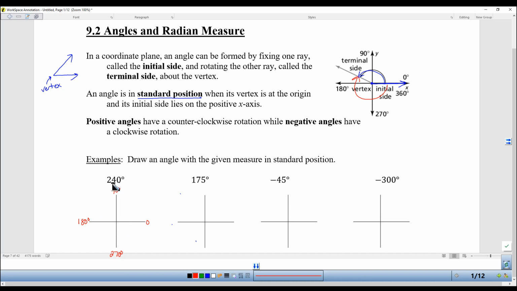So if I want to draw a 240-degree angle, I start on the positive x-axis, and I go around until I reach 240. Now, you don't have to know exactly where that is, but as long as you get it in the right basic area, that's all I'm looking for. Now, 175 is really close to 180. So you should draw it a little bit more like that than just somewhere in quadrant 2.